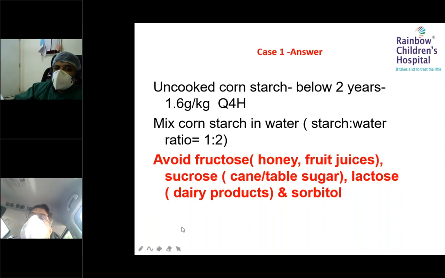And what is the dilution? Yes, 1 is to 2. So if they take 1 teaspoon of starch, they have to add 2 teaspoons of water. So that is the dilution the child has to take. And always when we are treating a child with a glycogen storage disorder, we should tell the family to avoid fructose, which is basically honey and fruit juices, sucrose, corn and table sugars, and lactose, dairy products, and sorbitol.